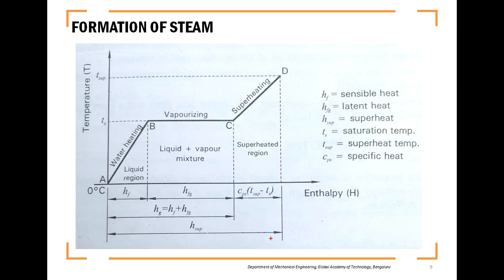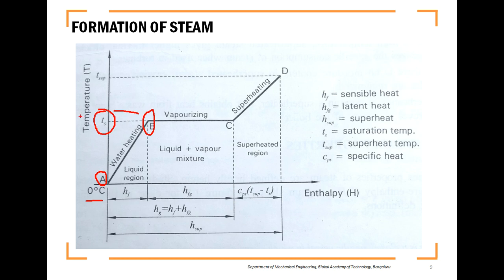This is the temperature enthalpy diagram of the formation of steam. Water which is filled inside the cylinder is at 0 degrees Celsius. It is at point A. Now, at the first stage, you start heating the water. It slowly raises its temperature from 0 to 5 to 10 to 15, and so on. And at one point it reaches point B, the point at which the water starts to boil or evaporate, and that temperature is called Ts. It is nothing but the saturation temperature.